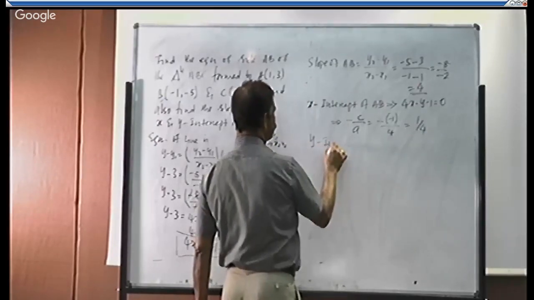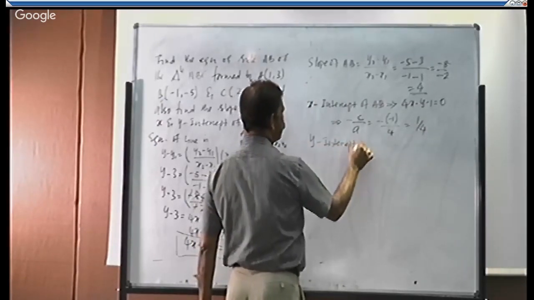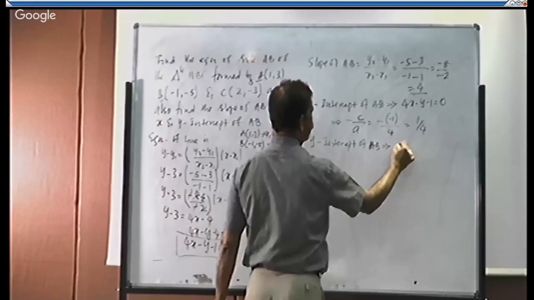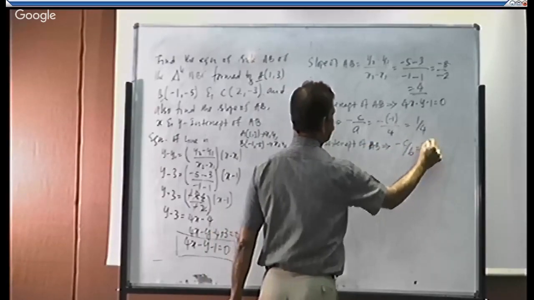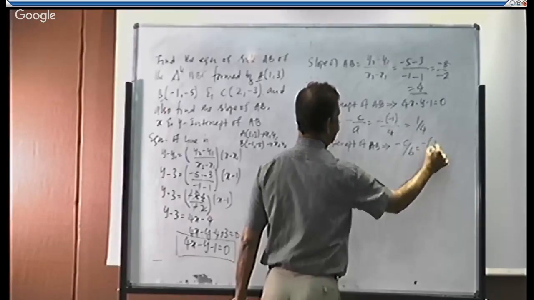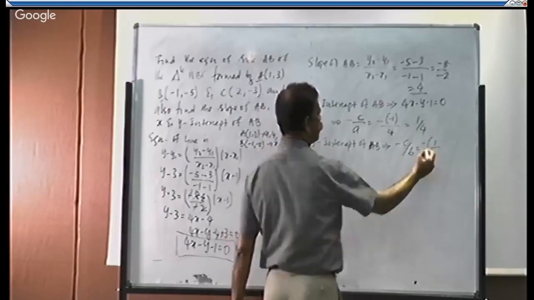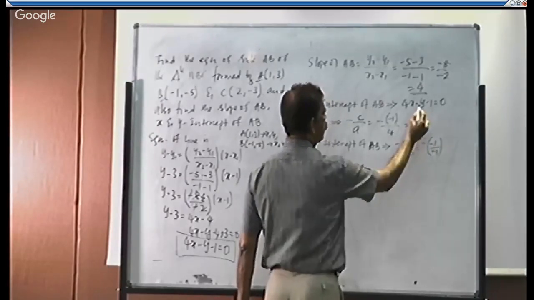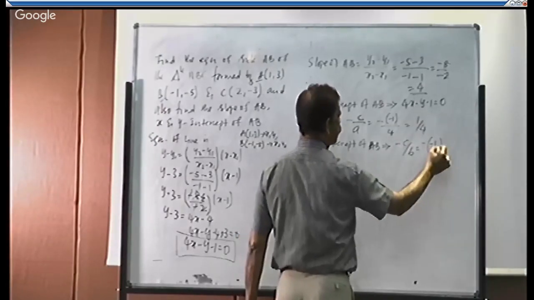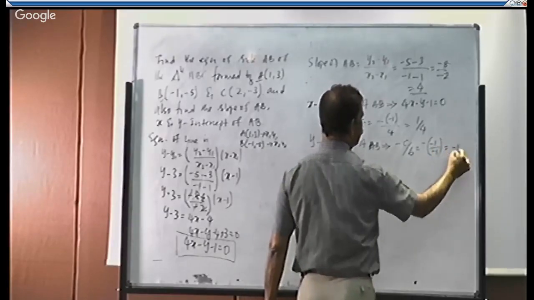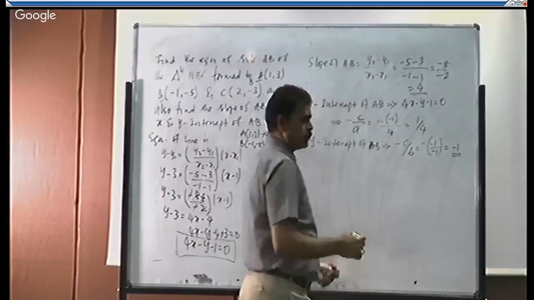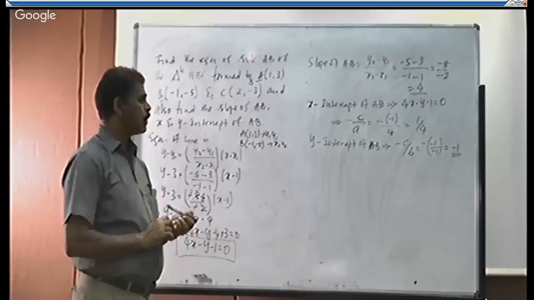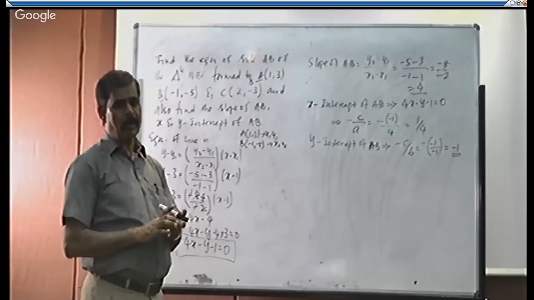Y intercept of AB. That is what? Minus c divided by b. Minus of c. What is c? Minus 1, divided by b. What is b? Minus 1. Correct? b is minus 1. Minus minus cancel. 1 1 cancel. It is minus 1. So in this way, sometimes the question will be given on different parameters.